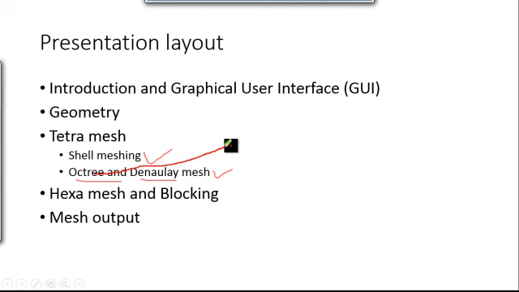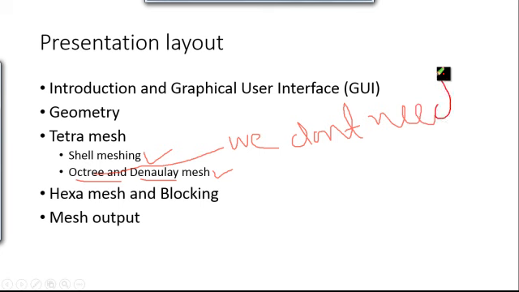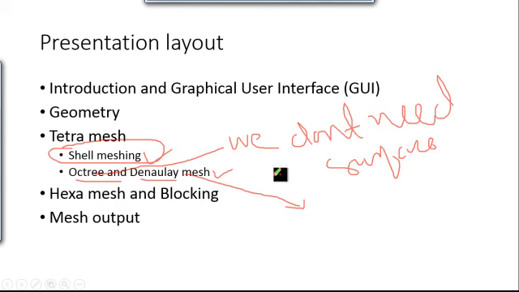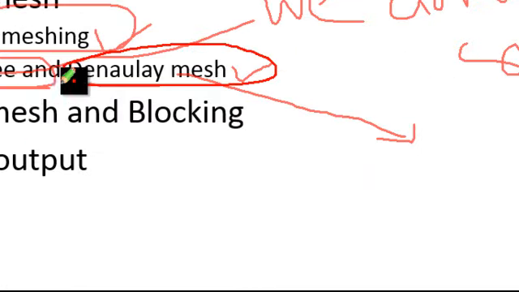In the octree method, we don't need a surface mesh, while in the case of the Delaunay mesh we need a surface mesh. So then there are two methods. Either we get the shell mesh, or we get the surface mesh using the shell meshing methods, or we can use the octree method and delete the volume mesh, and then we get the surface mesh, and then we can proceed with the Delaunay mesh method.